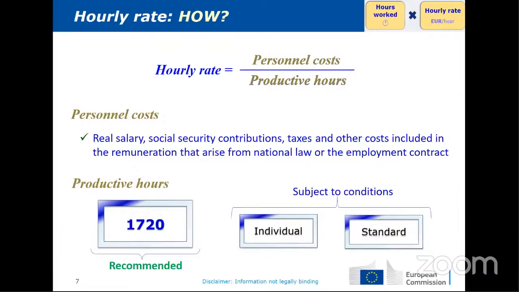I know it looks complex. That's why I insist: if you have doubts, if you don't want to take the risk, 1720 is fine. Anybody can use it, and it gives you security in the calculations.